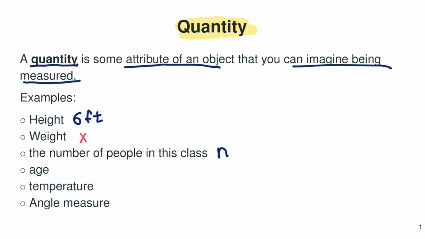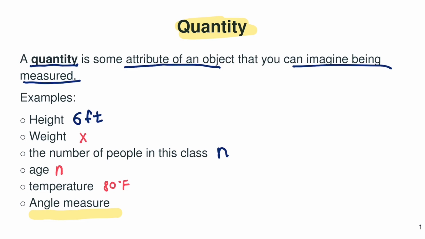Age can be a quantity. It can also be N or X, T, or any variable. Or temperature. Maybe today's weather outside is 80 Fahrenheit. And angle measure is also a type of quantity. It's important to understand what an angle is in this trigonometry class because in trig we deal with angle measure as a quantity and anything associated with angle measure. We'll talk about what an angle is in a second, but I want to make it clear that angle measure is a type of quantity.